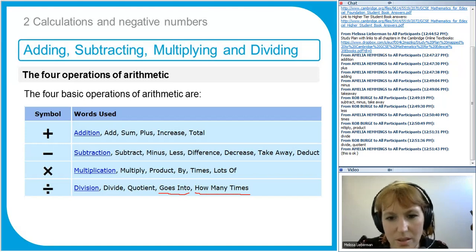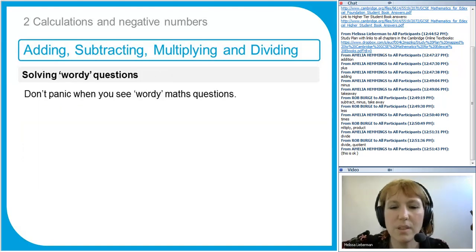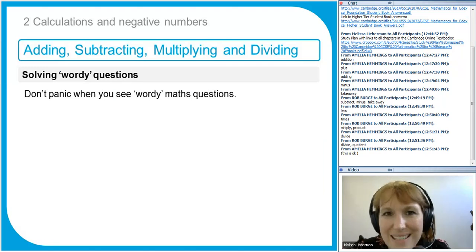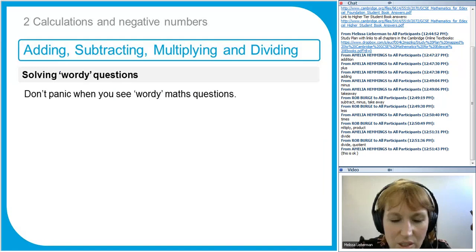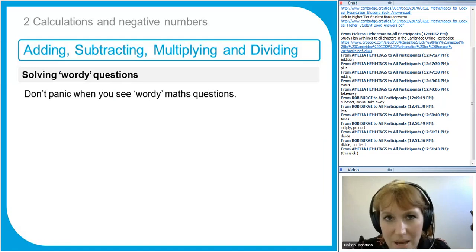Okay, so we've got some of the language of maths worked out, because often we'll have word problems. Often you'll have a problem to solve, but it won't actually tell you whether you need to add, subtract, multiply, divide, what operations you need to use. And that's very common in a maths exam or in a textbook. So the first thing is not to panic.